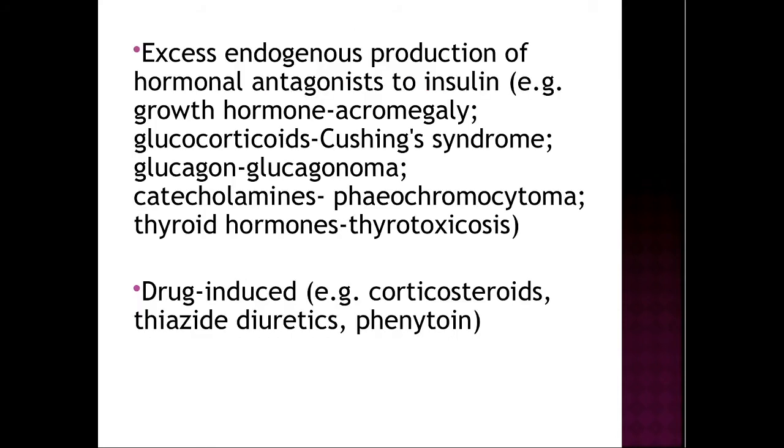Excess endogenous production of hormonal antagonists to insulin, like growth hormone in acromegaly, excessive production of glucocorticoids in Cushing syndrome, excessive synthesis of glucagon by glucagonoma, excessive production of catecholamines in pheochromocytoma, and excessive amounts of thyroid hormones in thyrotoxicosis.